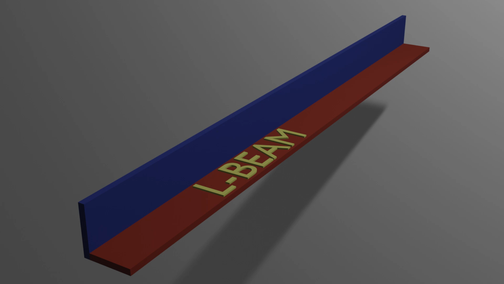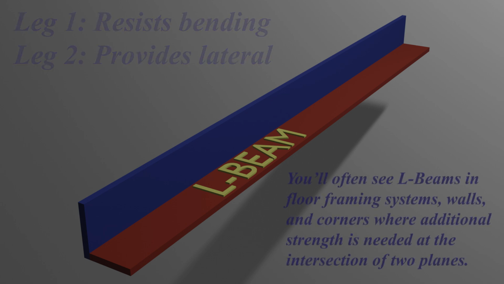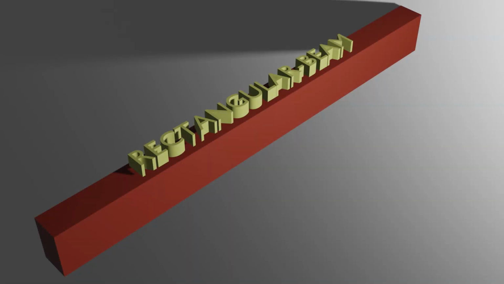The L shape helps distribute forces along 2 planes, making it useful in structures where the load is not evenly distributed. One leg resists bending in one direction, while the other leg provides support in the perpendicular direction. You'll often see L-beams in floor framing systems, walls, and corners where additional strength is needed at the intersection of 2 planes.